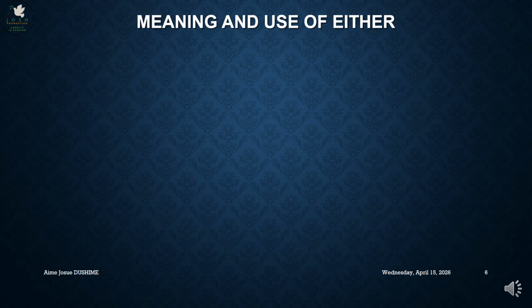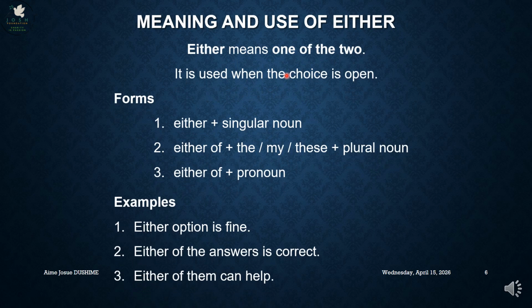Let's see the meaning and use of either. Either means one of the two, A or B. It is used when the choice is open, when you are allowed to choose what you want. You can choose A or you can choose B, whatever you want. You have either plus singular noun. Remember, because it is one of the two, it is a singular noun. Both, because it is A and B, goes with the plural noun. But here it is a singular noun. Either plus singular noun, either of plus them or my or this, then here plural nouns.